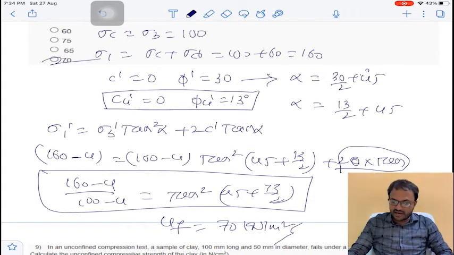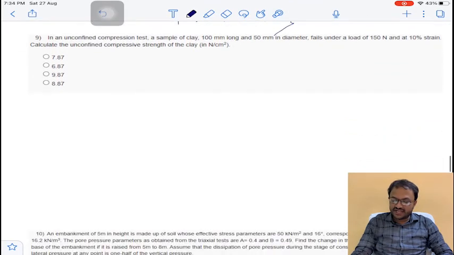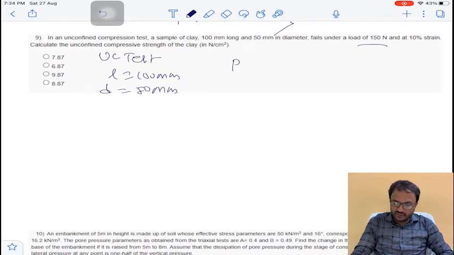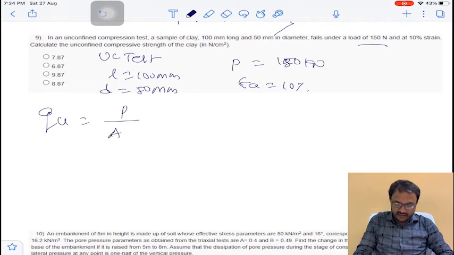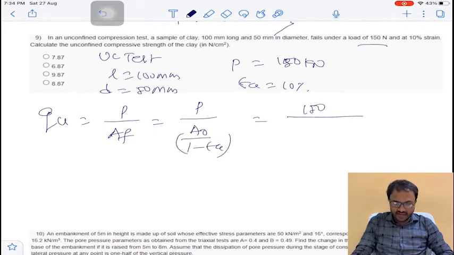Now coming to question number 9, an unconfined compression test, that is UC test. Length is 100 mm and diameter is 50 mm. It fails under a load of P is equal to 150 kilonewton and strain epsilon A is equal to 10%. Calculate unconfined compressive strength of clay, that is qu is equal to P divided by final area. To calculate final area, there is a formula: initial area divided by 1 minus epsilon A. That is 150 kilonewton divided by A.